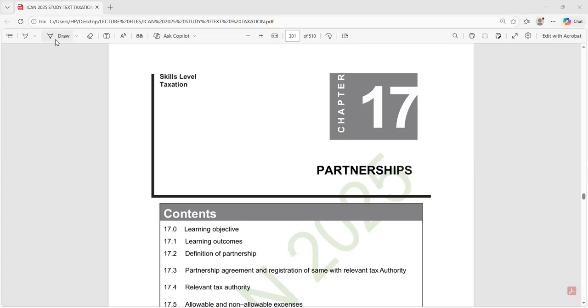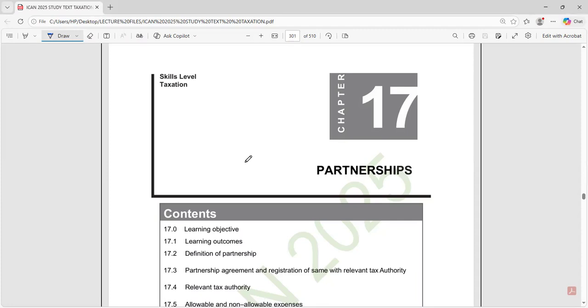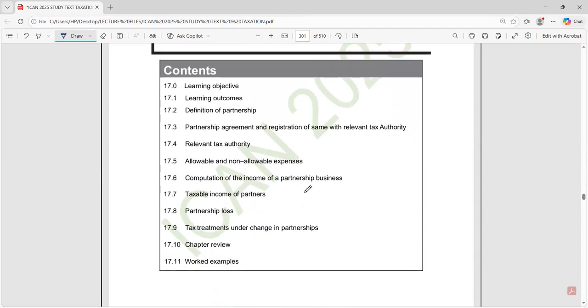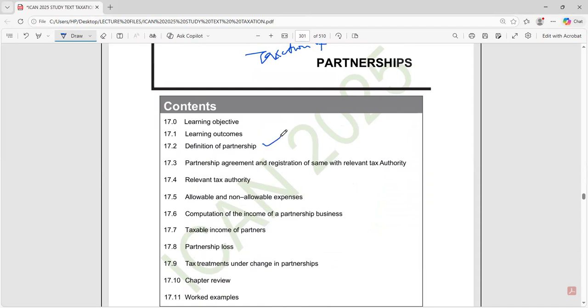All right, let's look at partnership. Taxation of partnership. Okay, so what we'll be looking at under this chapter is what is partnership. We have partnership law, we have accounting for partnership, and we have taxation of partnership.